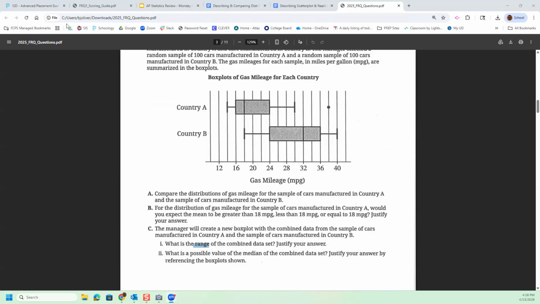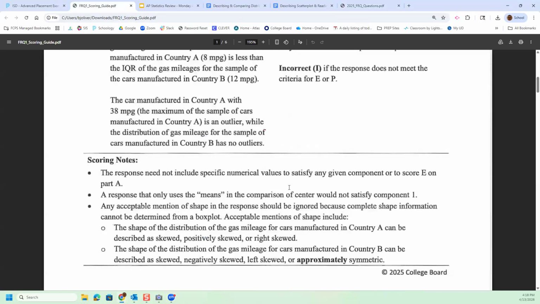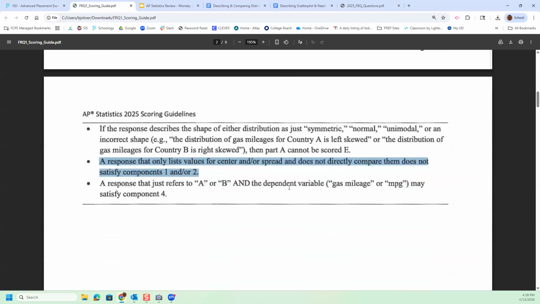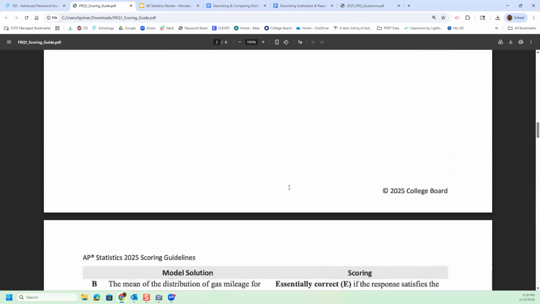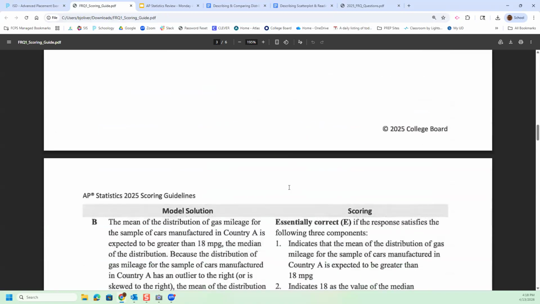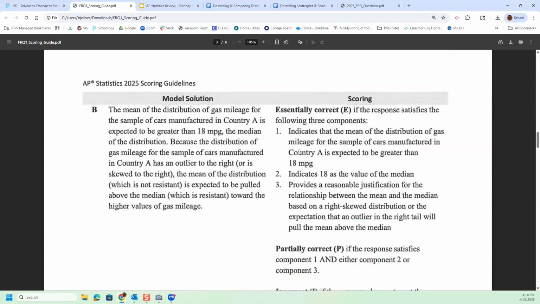Okay, so let me just show you the scoring guidelines on this so you can understand how we score this. So here's the question about mean being larger than median. What they're looking for indicates that the mean of A is expected to be greater than 18 miles per gallon. So as long as I picked the correct one of the three answers, I got one of them.